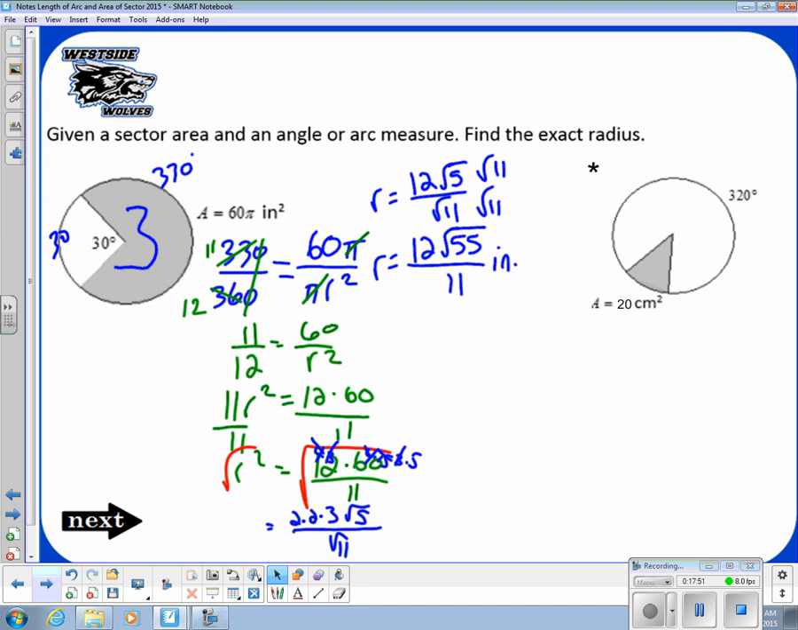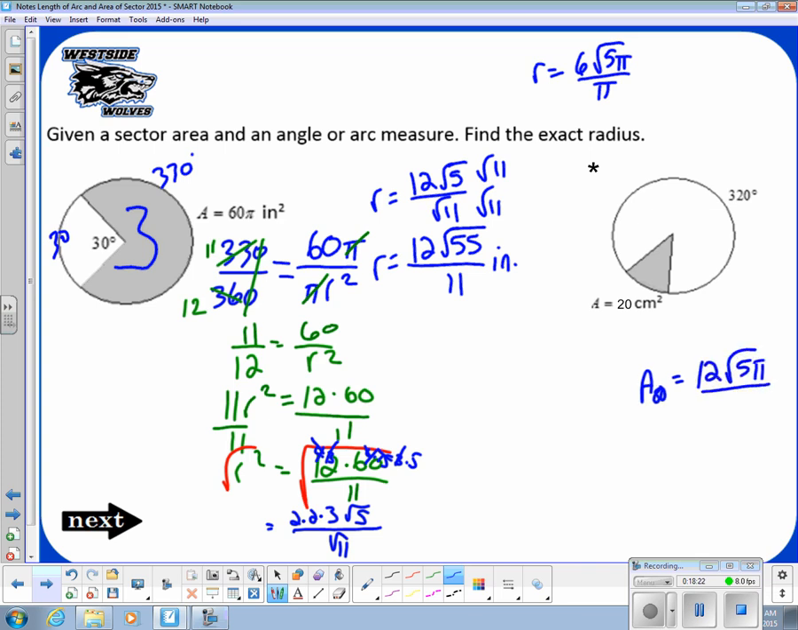All right, so now that you've attempted this problem, when you're done working this problem, your radius is going to equal 6 square root of 5 pi all over pi. You can't have that radical square root of pi in the denominator, so you have to rationalize that denominator. Now, if you did this problem with the page in class, that area was 80. So if you did it with the area of 80 for that part, your answer would have been 12 square root of 5 pi all over pi. But since you're watching the video, you should have been doing it with this number, and so you should get this answer.